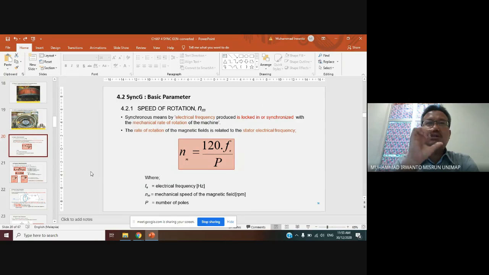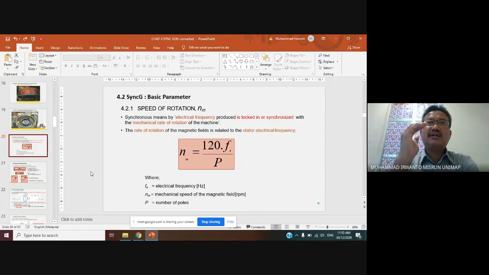And then the rotor is moved by the prime mover, meaning the prime mover can be connected to the turbine. If it is a water power plant, for example, the source can come from the water to strike the turbine and then move the rotor. So the rotor will produce a rotating magnet, and the other part of the synchronous generator is the stator.